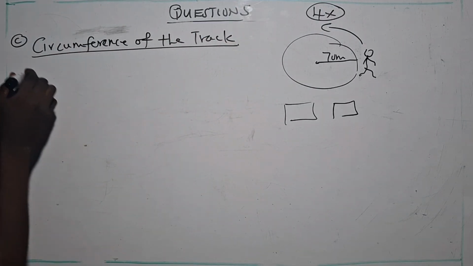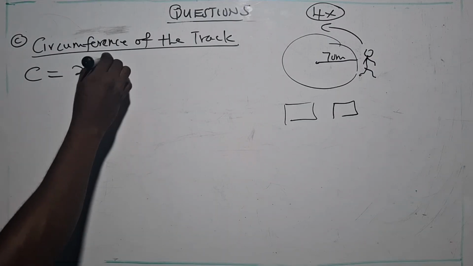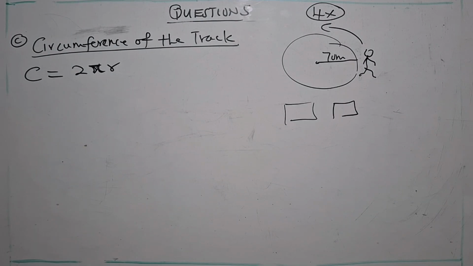The circumference of the track. The formula for circumference you have to know is 2 pi r. Area is pi r squared. The area of a complete circle is pi r squared. If it's a semicircle, it's half pi r squared, or pi r. I'm going to explain that when I start treating circles.